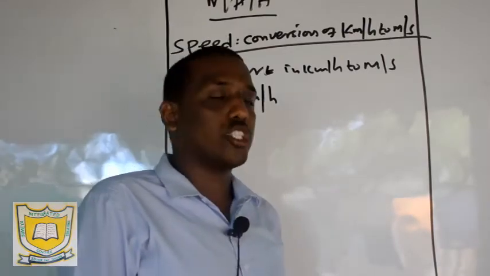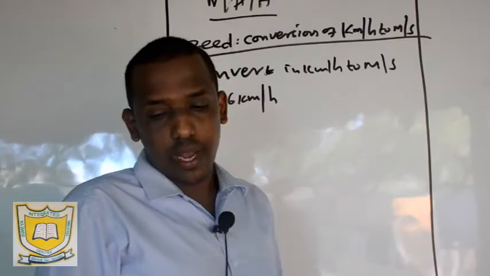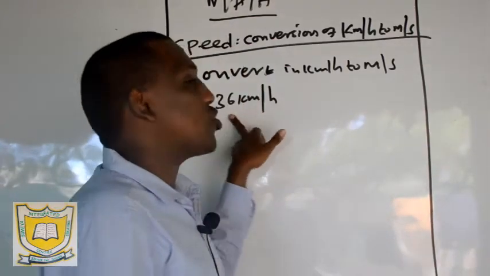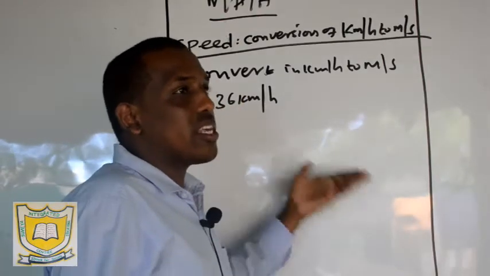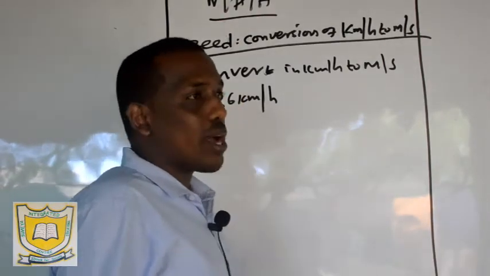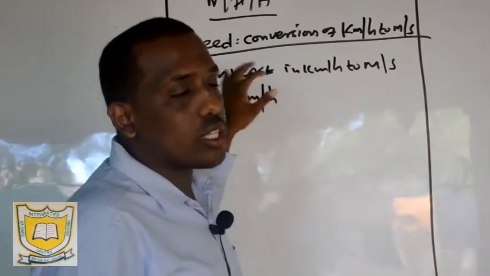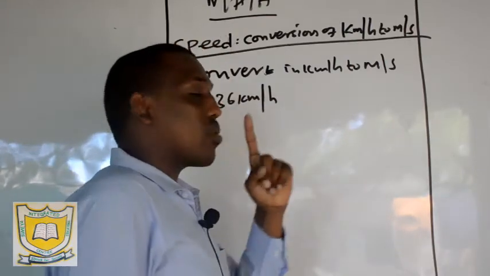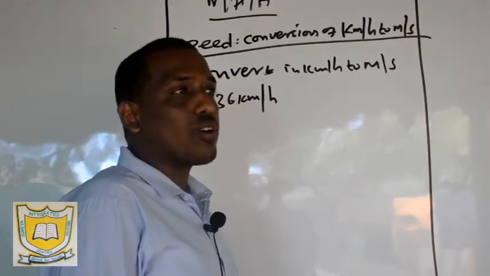There are two ways we can change, but for the easy way, you multiply this by 5 over 18. It's a short formula. Or first, you can change this into meters. Then after that, you say, 1 hour has got how many seconds? 3600 seconds. So if the vehicle has covered this in 3600 seconds, what about 1 second? But in the short way, you multiply this times 5 over 18.